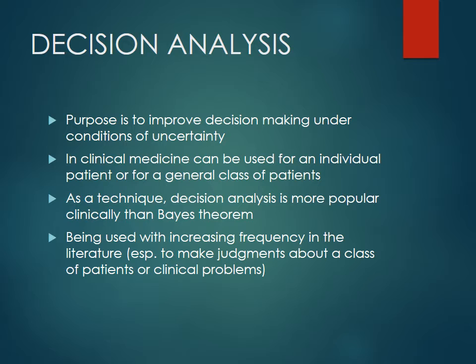So hopefully a lot of this is done in the background to give you a little bit better idea. Again, where you set those cut points for abnormal values can be really important in setting your sensitivity and specificity as well. So hopefully a lot of that work's already been done in the background, so that when you see an abnormal result, you can be pretty sure that it's truly abnormal. It's being used with increasing frequency in the literature, especially to make judgments about classes of patients or clinical problems.